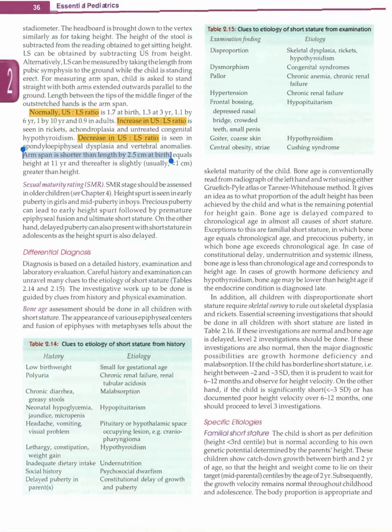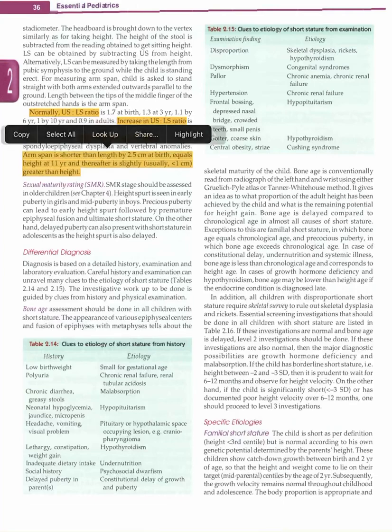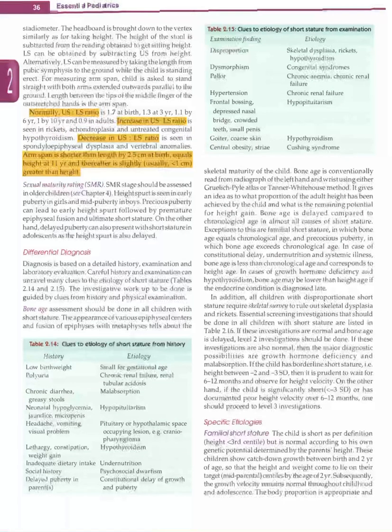At birth, arm span is shorter than length by 2.5 centimeters. It is equal to height at 11 years, and thereafter it is slightly greater than the height, usually less than 1 centimeter greater than height.